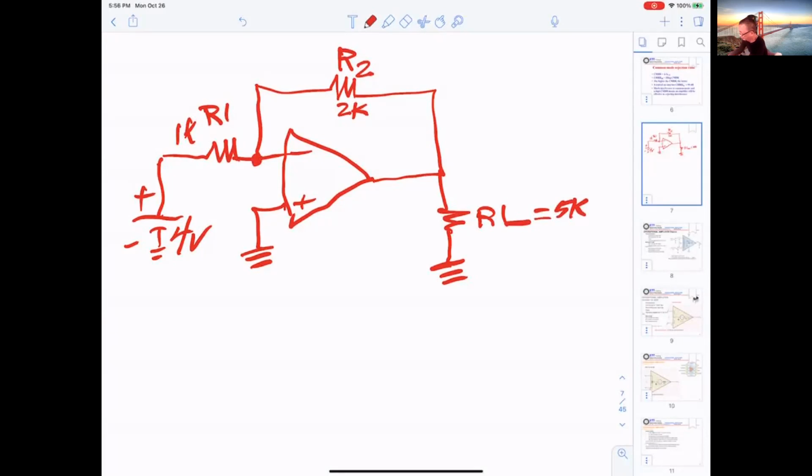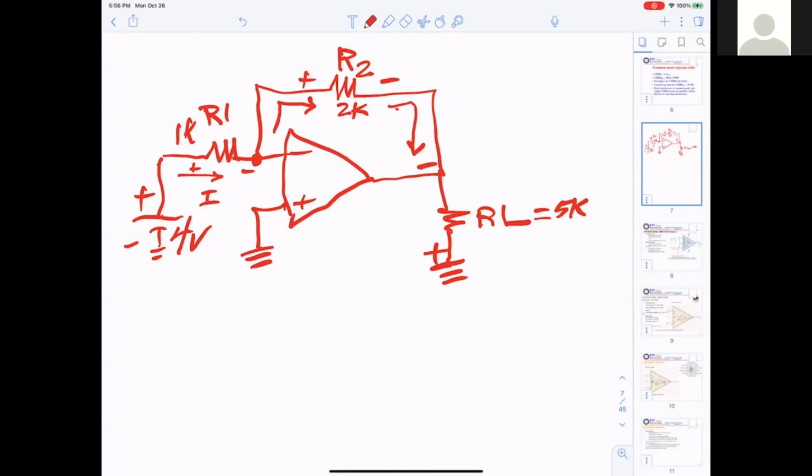Okay, the current going this way, positive, negative, and the current coming out here, positive, negative. So this is negative, and this has to be positive. Okay? So this current goes into here. Where do they go? To R2? Yeah, they go to R2, but they go up to this point.